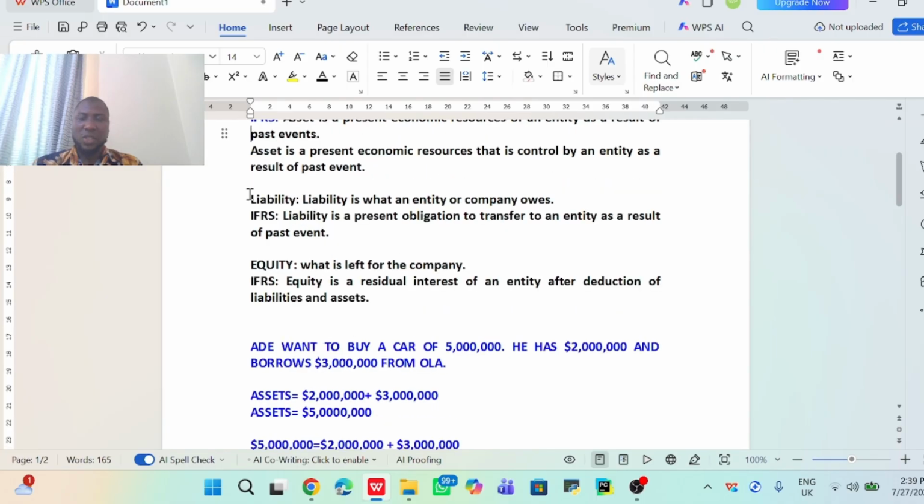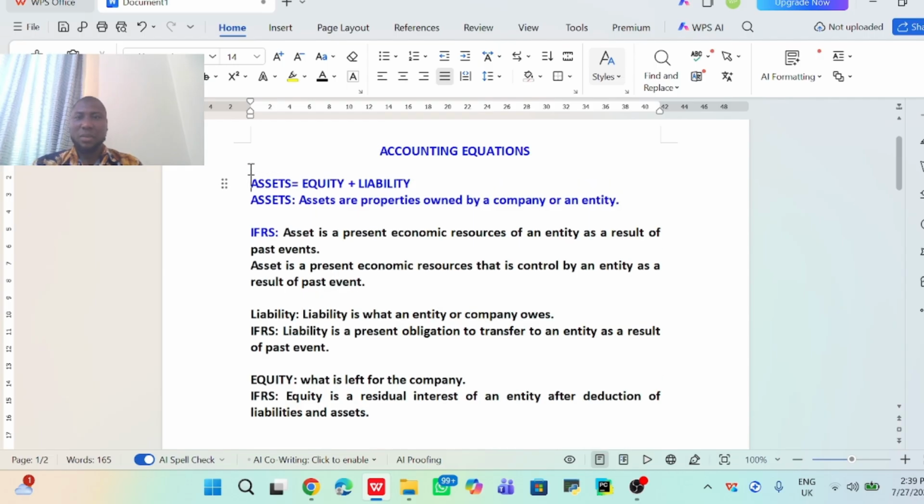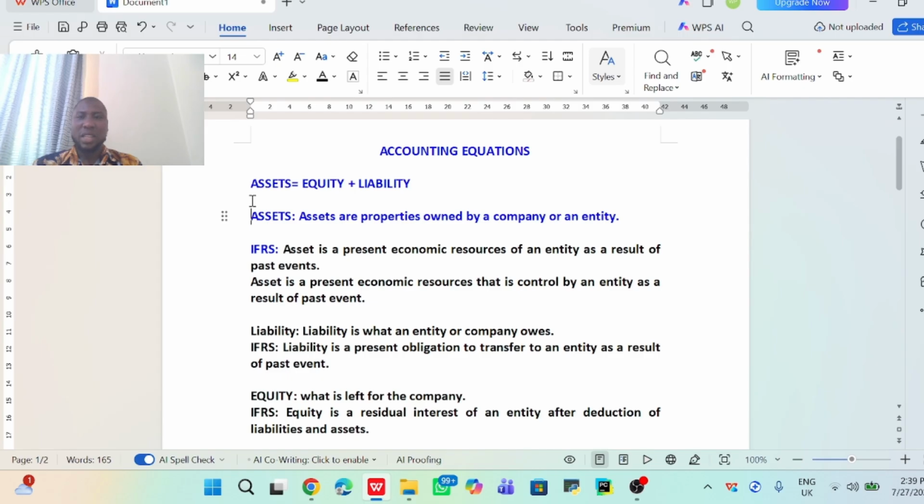So with this, we should be able to distinguish between asset, liability, and also equity or capital. And we should not forget that the two sides must be equal. The side of equity and liability must be equal to the side of the asset. And that is what we call the balance sheet, or statement of financial position.